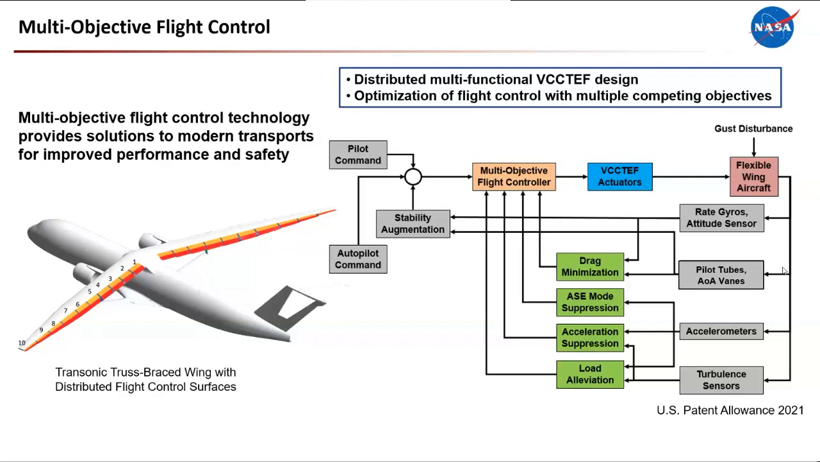By leveraging the ability to do multi-objective flight controls, a multifunctional flight control system with distributed flight control surfaces like the variable camber continuous trailing edge flap. And this figure on the left shows we did some study on a truss-braced wing, when we apply this control surface concept on the transonic truss-braced wing. Next, please.